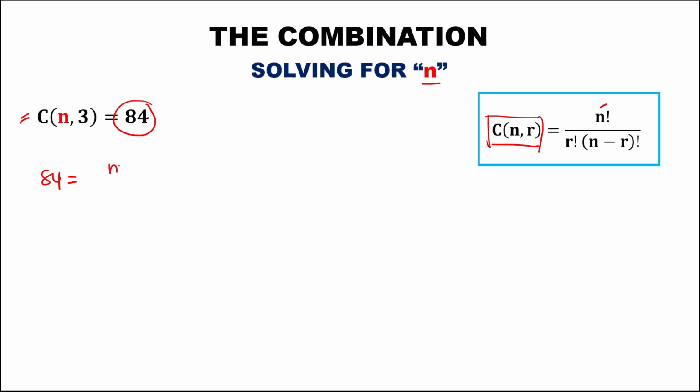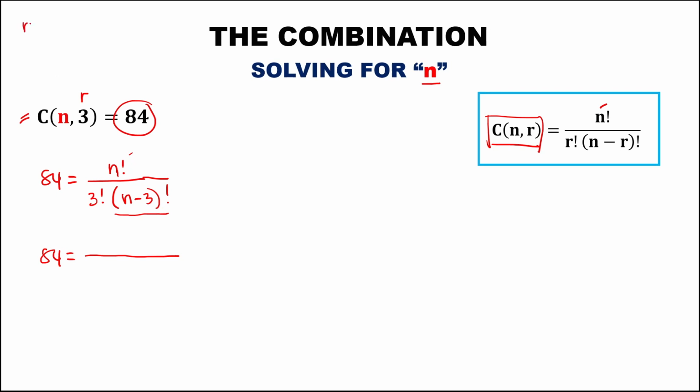So n is the unknown. Then over r factorial, where 3 is equal to r. So this becomes 3 factorial times n minus 3 quantity factorial. Then to simplify, 84 equals this. So we need to rewrite this in factorial form to eliminate this n minus 3 quantity factorial.